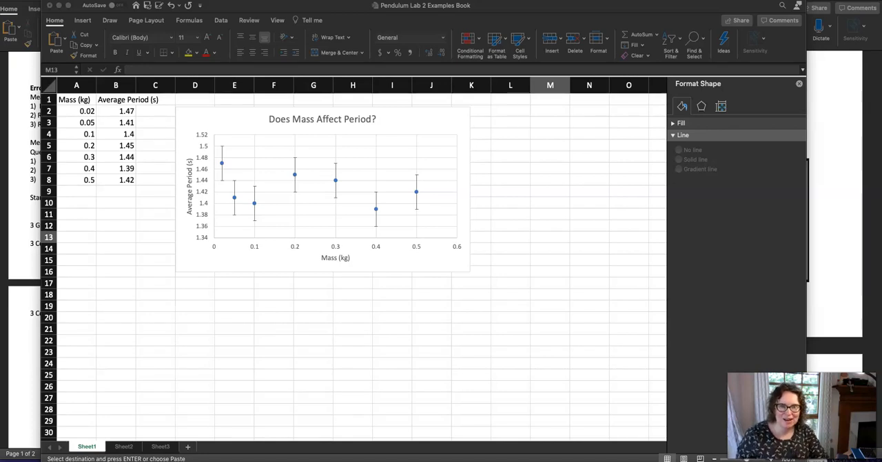Hi, welcome back. Now that you have error bars on your graphs, let's talk about the final ending. Like how do we make conclusions using those error bars?